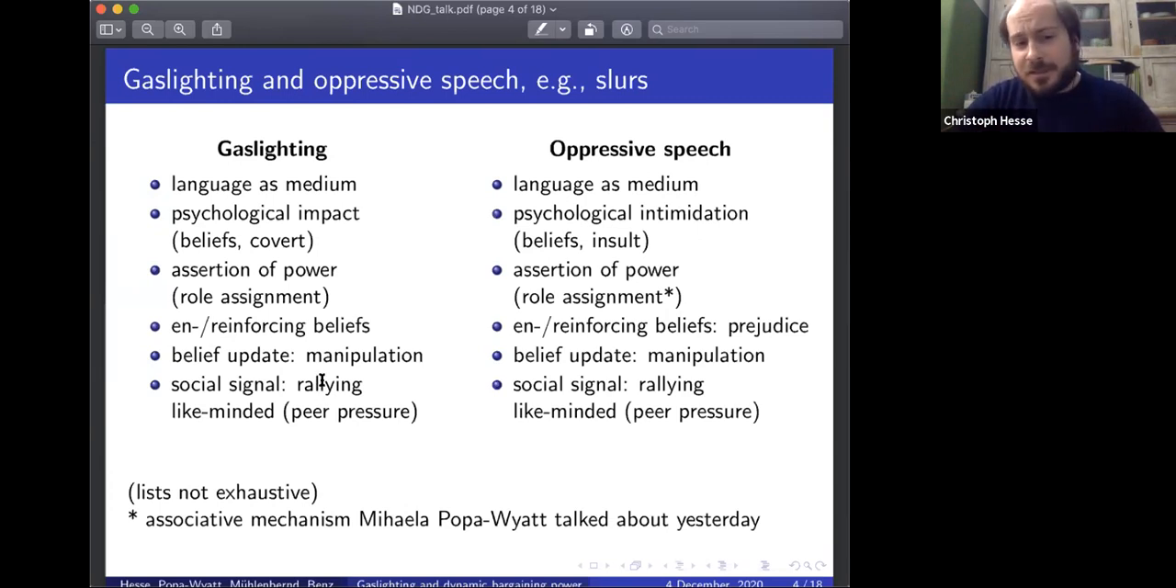And then something that is also quite important, and people often forget when they talk about gaslighting and oppressive speech, is that they both have a social function.